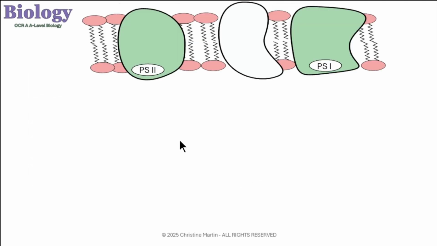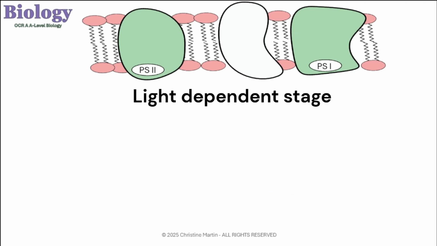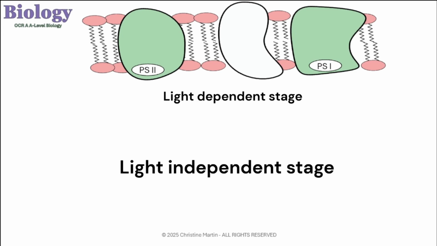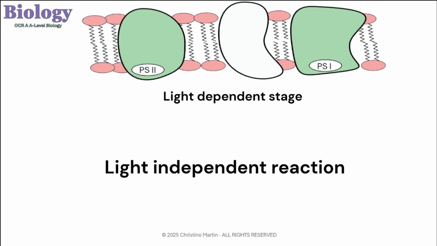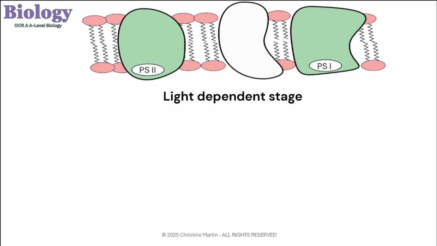Photosynthesis can be divided into 2 stages. The light-dependent stage: light energy is absorbed by photosynthetic pigments and converted into chemical energy, forming ATP and reduced NADP. The light-independent stage, also known as the Calvin cycle: the products of the light-dependent reaction, ATP and reduced NADP, are used to fix carbon dioxide and synthesize organic molecules such as glucose. So to understand how this happens, we first need to look inside the thylakoid membrane.